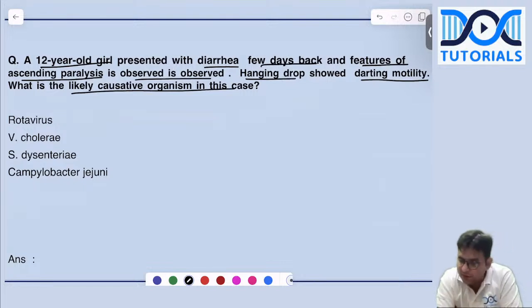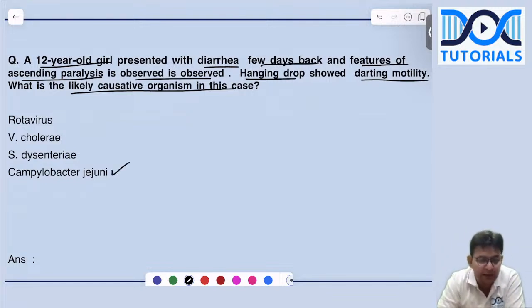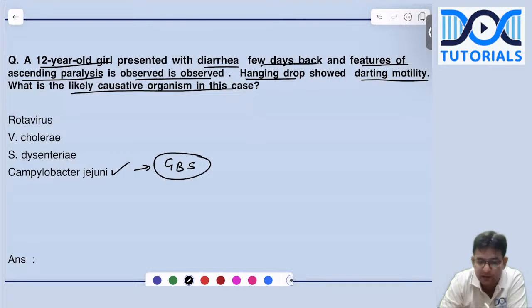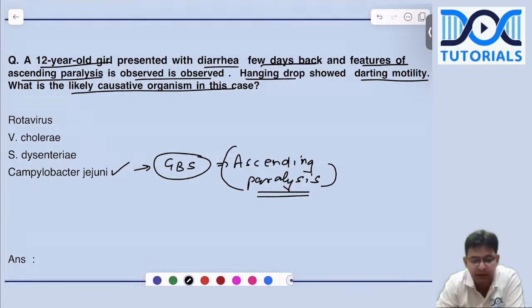And as Shweta has told, the answer is D. No doubt in that, and you're right. This is Campylobacter jejuni, and Campylobacter jejuni is the one which is associated with which particular ailment, guys, which we are talking about here? GBS, Guillain-Barré syndrome, which is which side of paralysis? Ascending paralysis, and the immune system acts against the peripheral nerves and leads to tingling sensations and all.